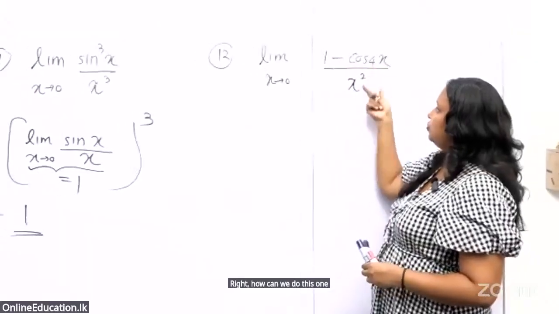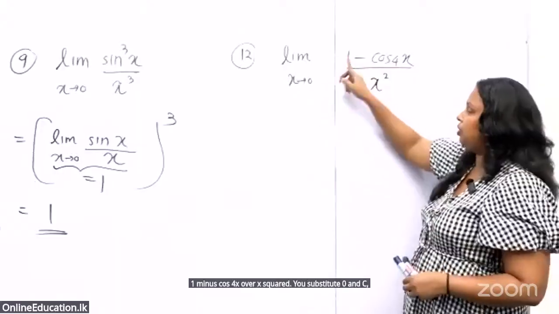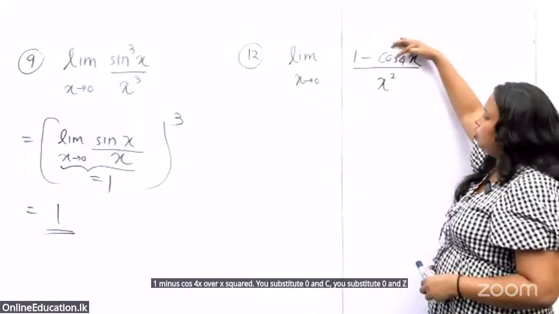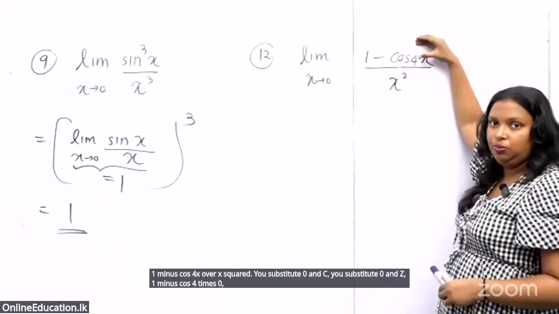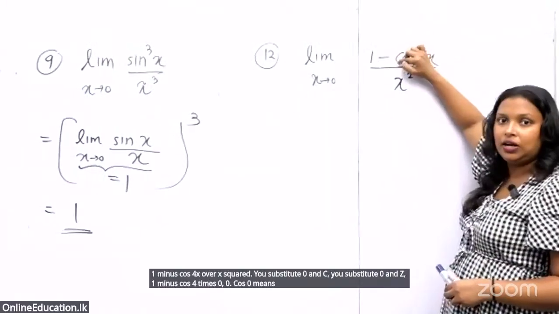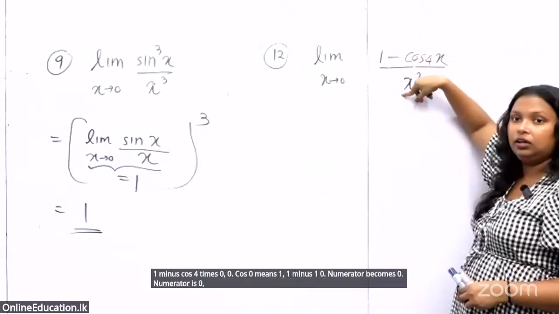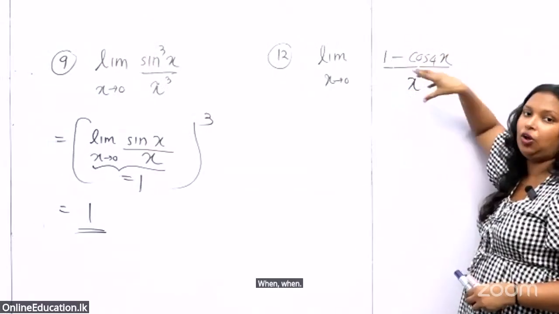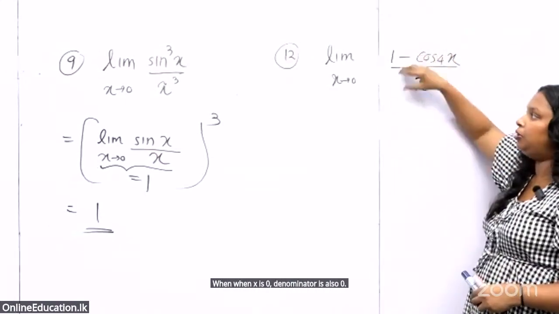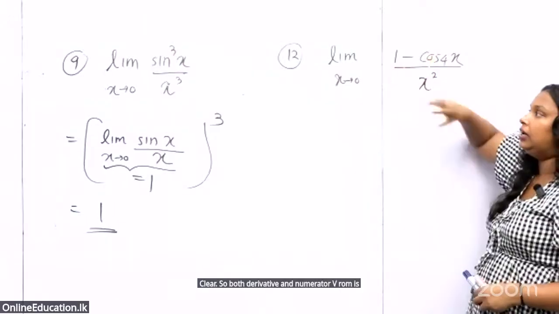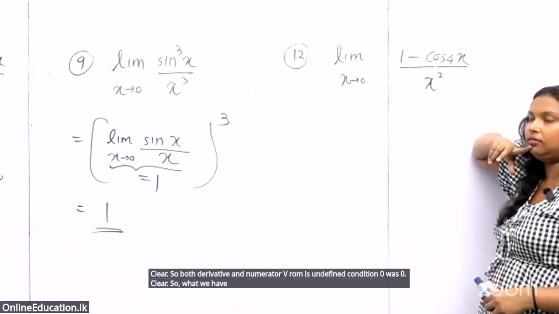1 minus cos 4x over x squared. You substitute 0 and see. 1 minus cos 4 times 0, cos 0 means 1, 1 minus 1 is 0. The numerator becomes 0. The denominator, when x tends to 0, is also 0. Clear? So both denominator and numerator 0 means an undefined condition, 0 over 0. So what we have to do, you have to do something now.